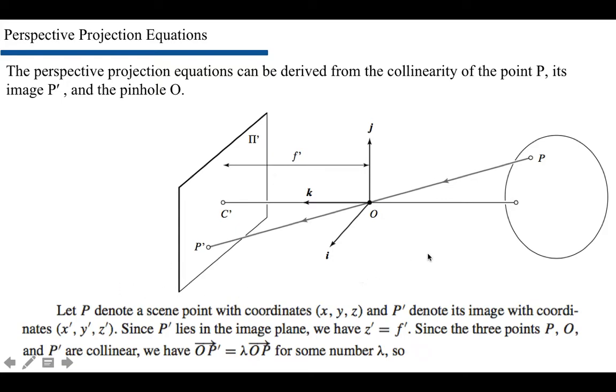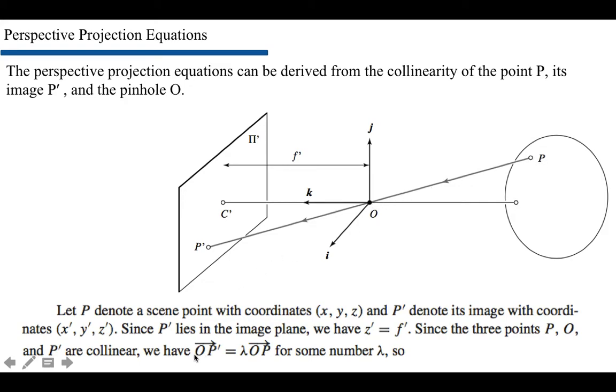So let's denote the scene point with coordinates x, y, and z, and P prime, its image, with coordinates x prime, y prime, and z prime. Since P prime lies in the image plane, this is the image plane, we have that z prime is equal to f prime. What is f prime? We'll start introducing some concepts. It's called the focal distance. That's the distance from the pinhole to the image plane.